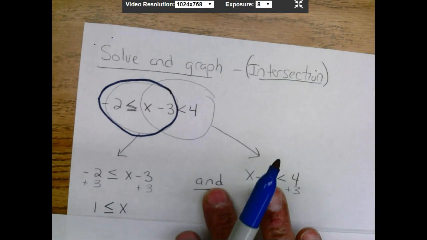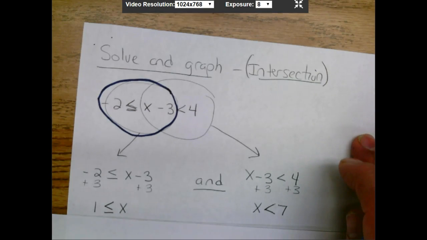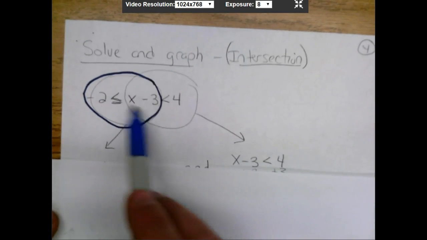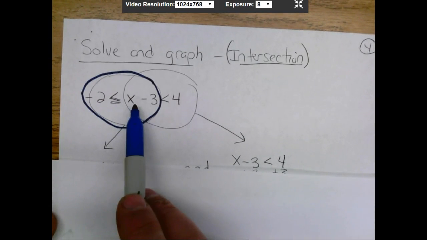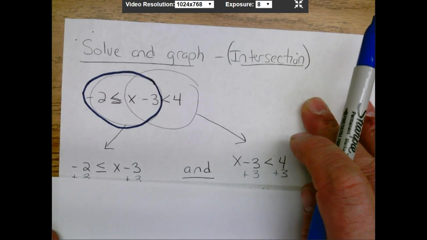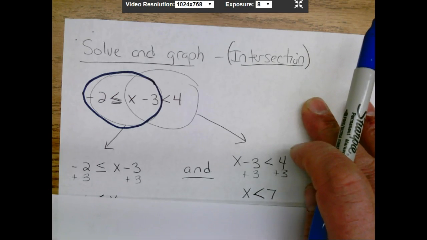I've done that one. This is going to be an intersection. So then I start off over here with x minus 3. That's the middle part again. And then I go with what's on the right: x minus 3 is less than 4. I add 3 to both sides, not 4, 3. And then I will get x is less than 7.